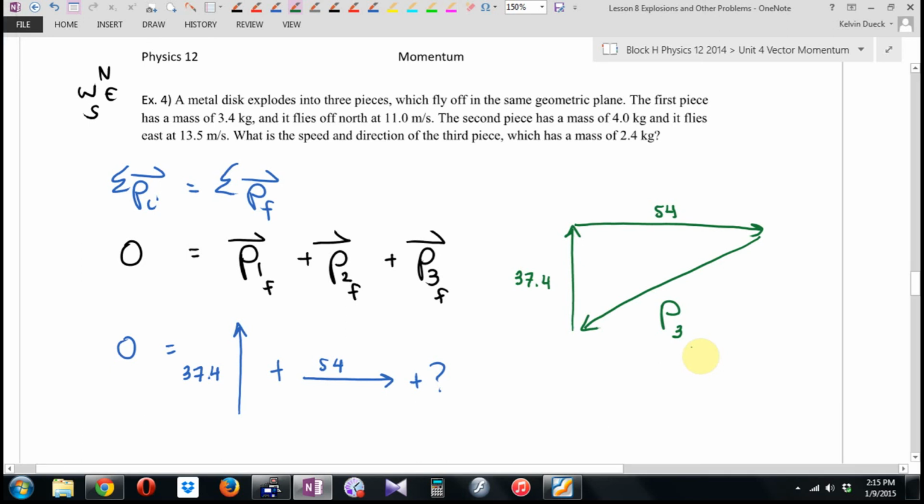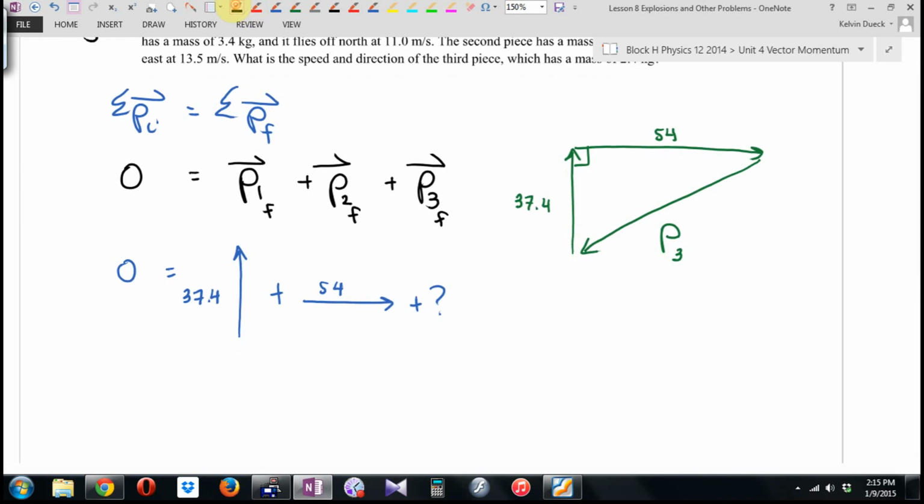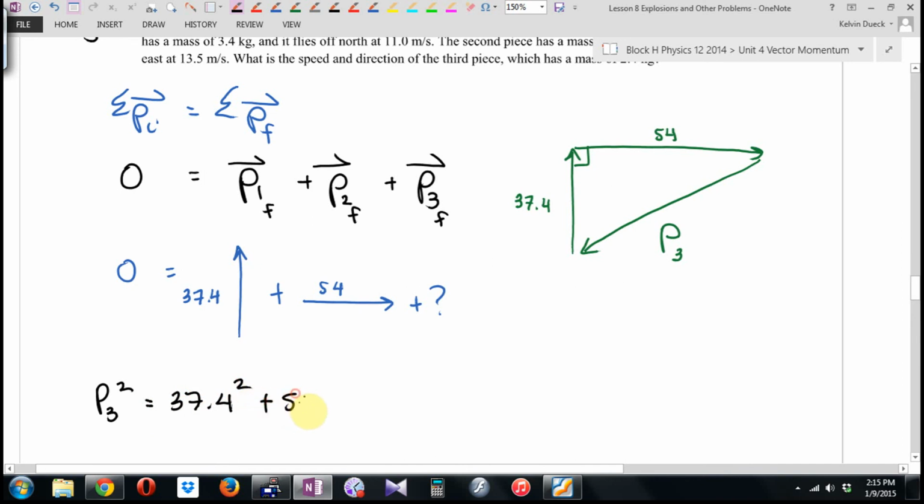And you know what else is nice about this? Pythagoras. It's going to be momentum 3 squared equals 37.4 squared plus 54 squared. By the way, don't write this next bit down. Cosine law works, because it is a 90-degree angle.